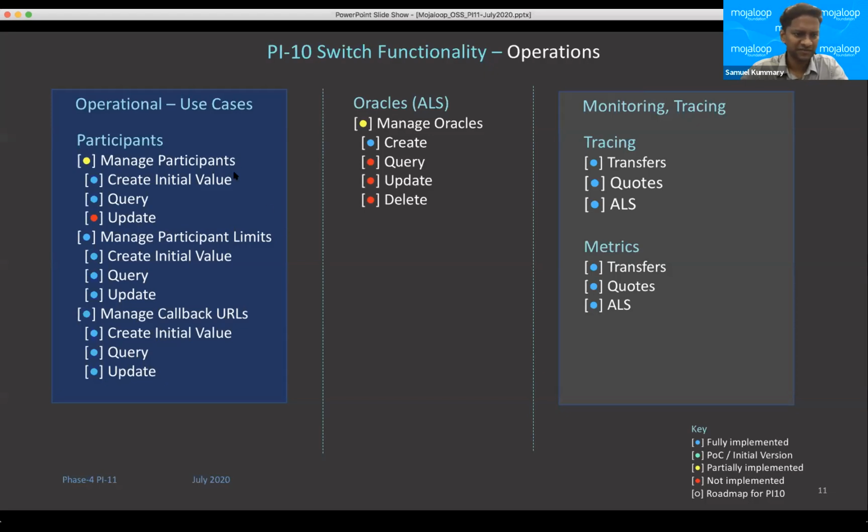On our participants, we have capabilities to manage a participant and their characteristics like limits, callback URLs, thresholds. On the oracles for account lookup, we can have oracles for various identifiers, like the oracle adapter for Pathfinder, merchant registry, things like that. And then, of course, we have monitoring and tracing capabilities added for the transfers, quotes, and account lookup, and metrics as well. Oscar covered this in the Grafana part, and we have what's called the APM dashboard, which we can use for end-to-end tracing, which I think we demonstrated in PI 7 or 8.